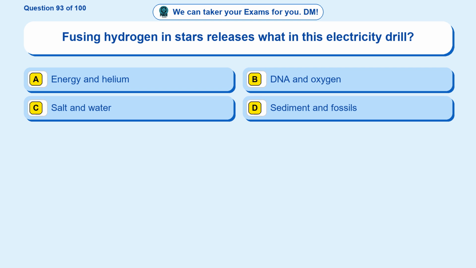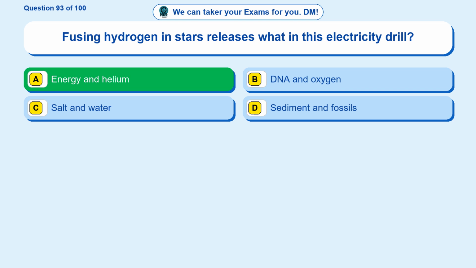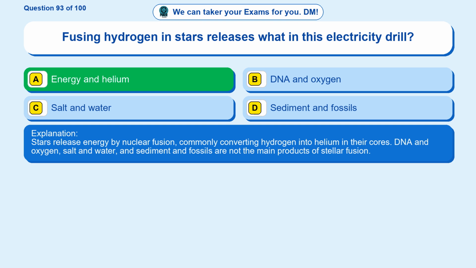Question 93. Fusing hydrogen in stars releases what in this electricity drill? Option A, energy and helium. Option B, DNA and oxygen. Option C, salt and water. Option D, sediment and fossils. The correct answer is option A. Energy and helium. Stars release energy by nuclear fusion, commonly converting hydrogen into helium in their cores. DNA and oxygen, salt and water, and sediment and fossils are not the main products of stellar fusion.